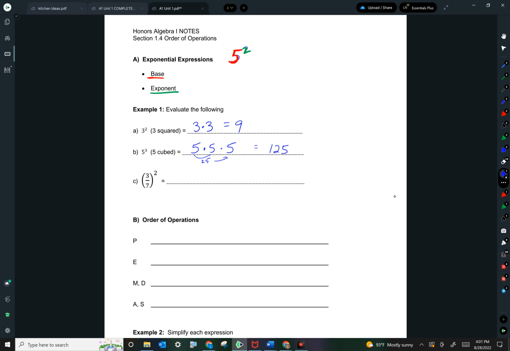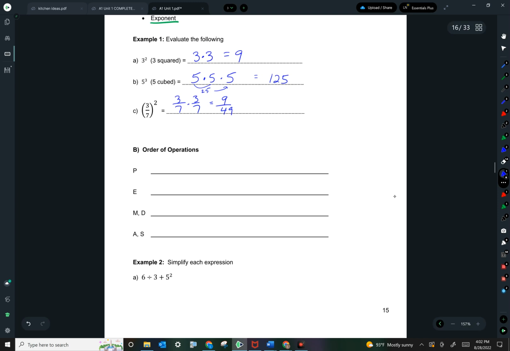Okay, it doesn't matter if it's just a single number like a 3 or a 5, or if it's a fraction. If you square something, you're just multiplying it by itself. So 3/7 times 3/7, and we learned the other day for fractions, you just multiply straight across. So that would be 9 over 49.